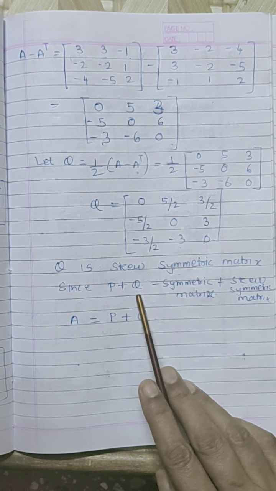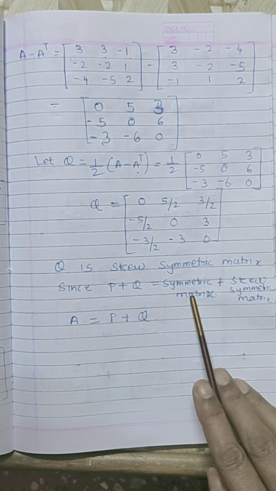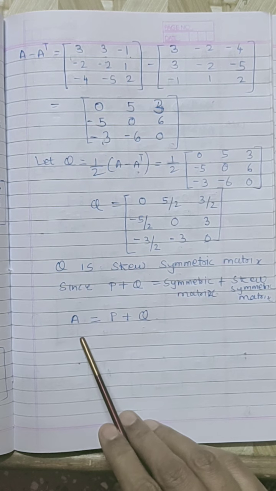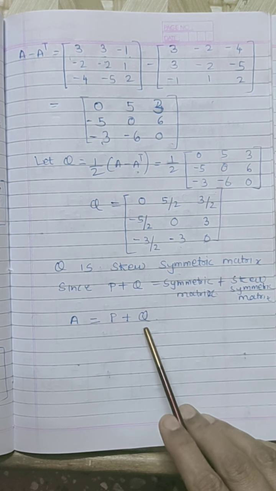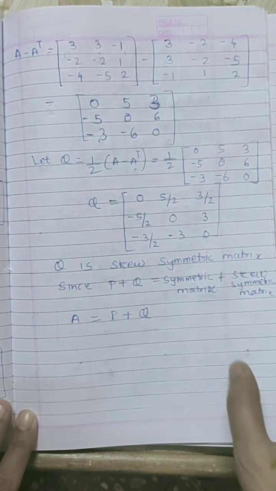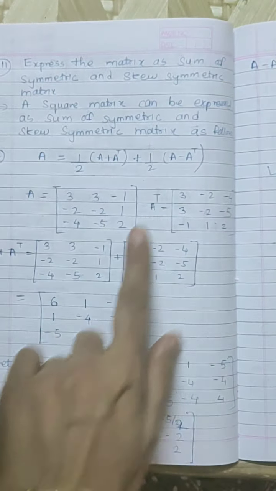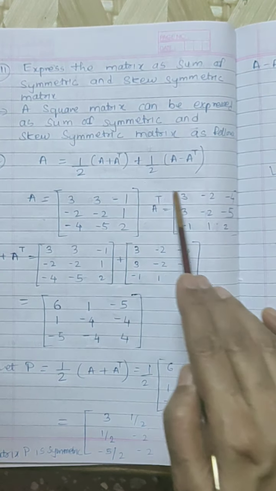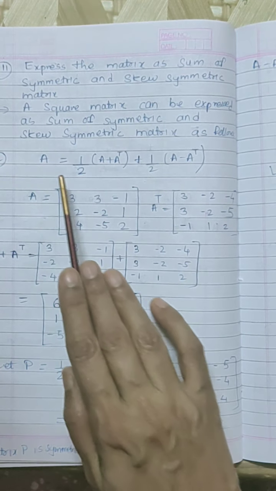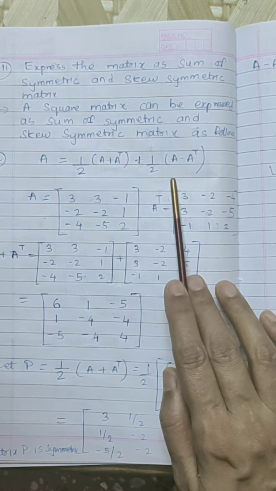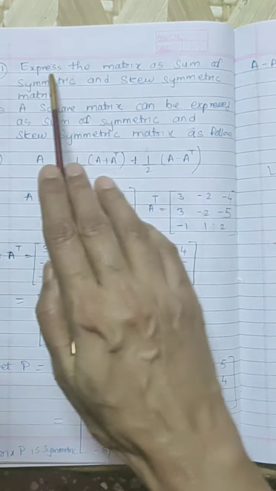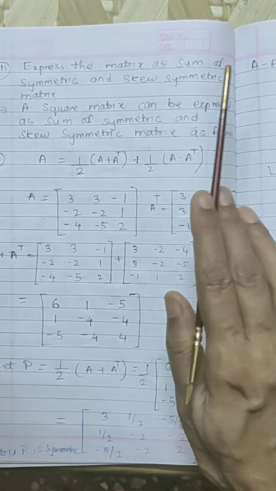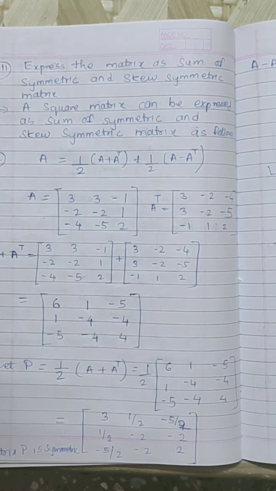So P plus Q means what? P is a symmetric matrix and Q is a skew symmetric matrix. So A is P plus Q. We have written A is equal to half this matrix plus this matrix. This matrix we have assumed P, and this is Q. So A is equal to P plus Q. So we have expressed the matrix as a sum of symmetric and skew symmetric matrix.